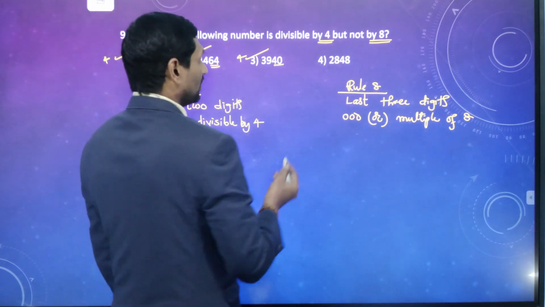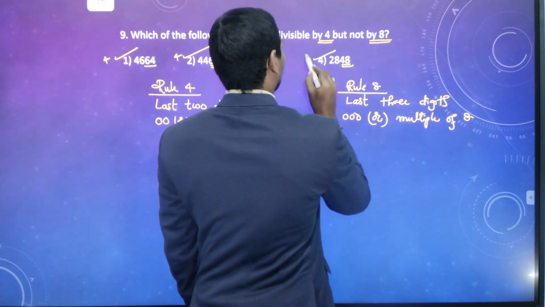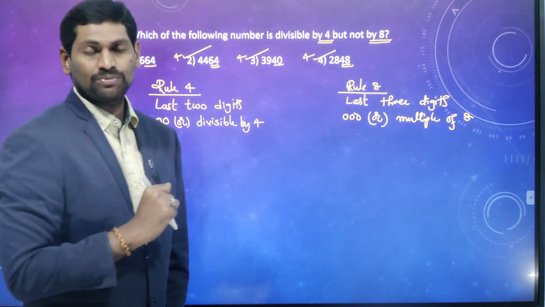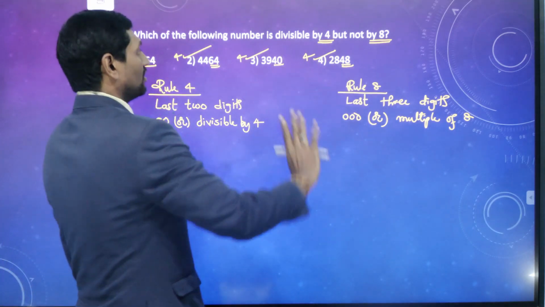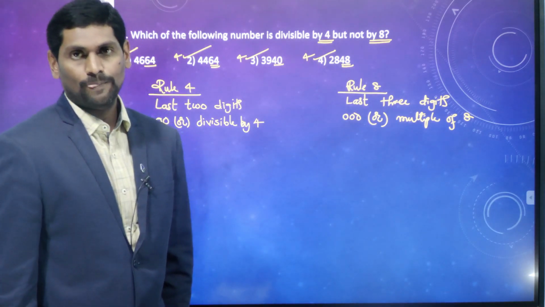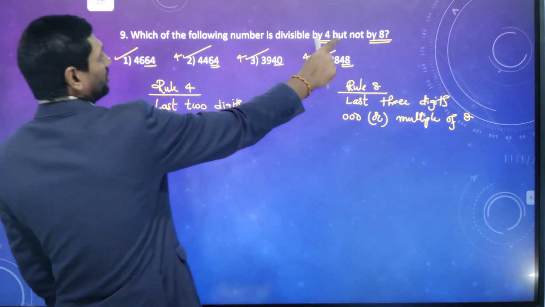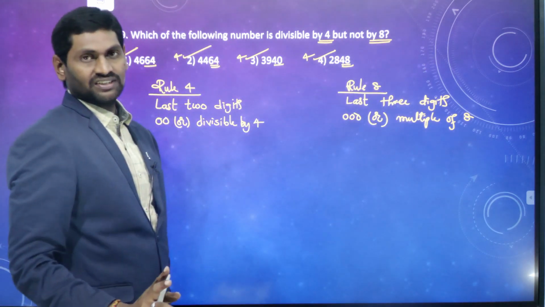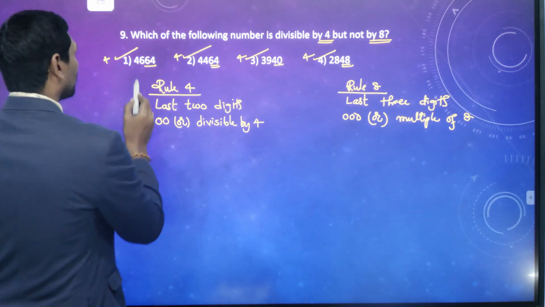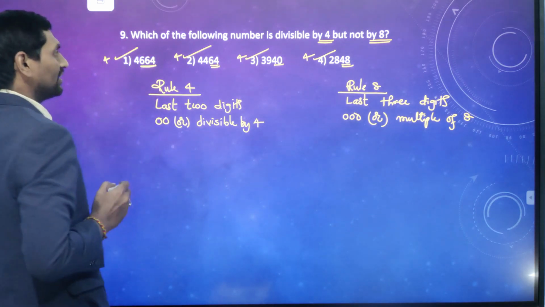4 times 10 are 40, last two digits. See, all 4 options, that means all 4 given numbers are exactly divisible by 4. But our required answer should not be divisible by 8. Let us check the 8 rule. The 8 rule means checking the last 3 digits of a number.